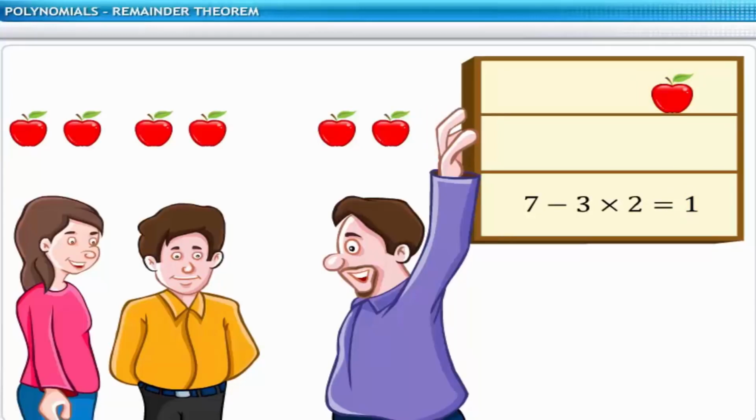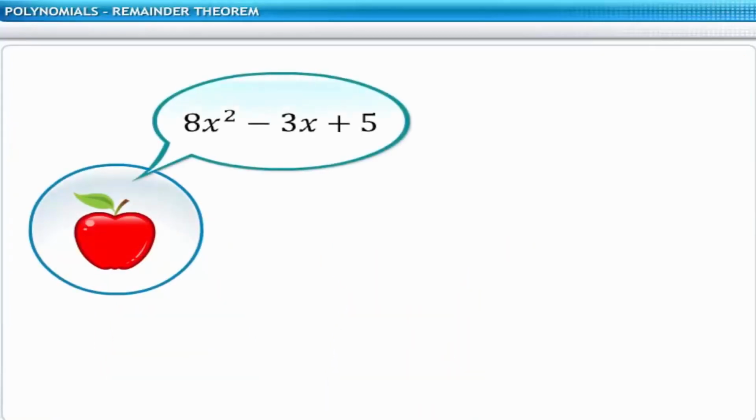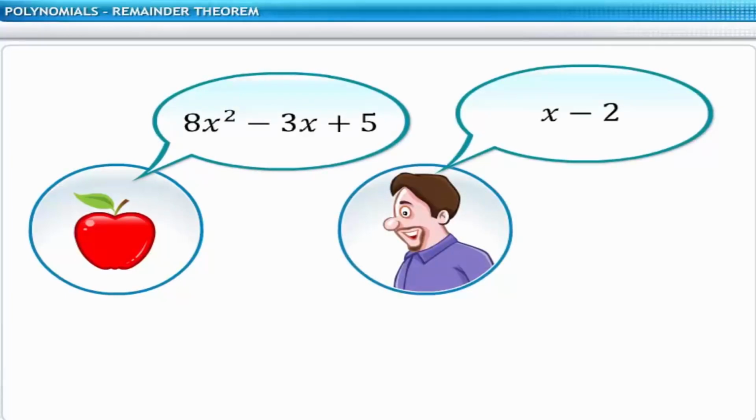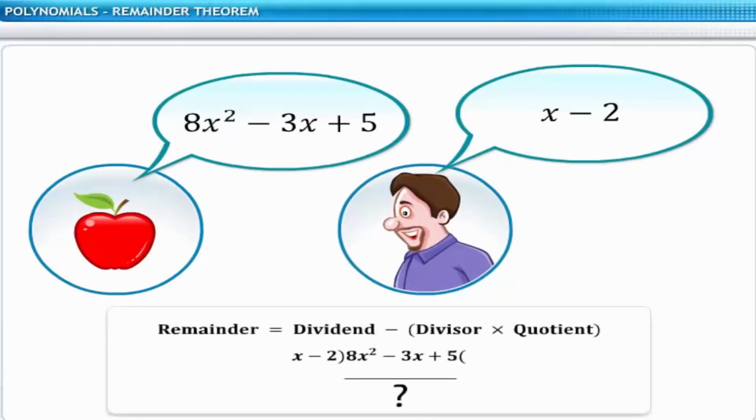However, if the number of apples and recipients were polynomials, such as 8x squared minus 3x plus 5 and x minus 2, then the remainder can be calculated quickly and easily by using a theorem called the remainder theorem.